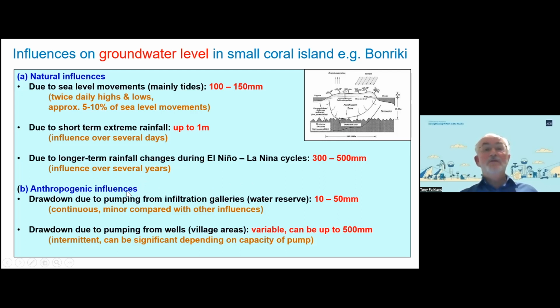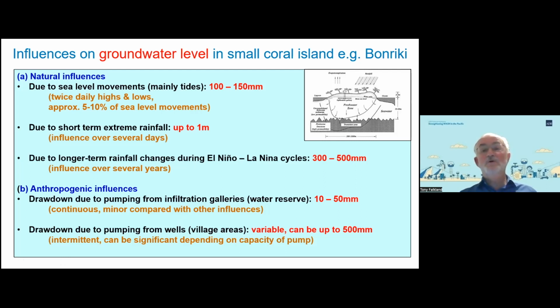So we now move on to anthropogenic influences. The drawdown due to pumping from infiltration galleries, such as in this water reserve, have been measured at only 10 to 50 millimeters. The pumping is generally continuous, and as you can see from the values here, it's minor compared with other influences.